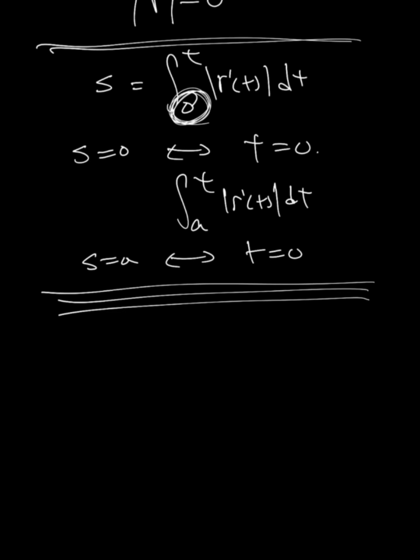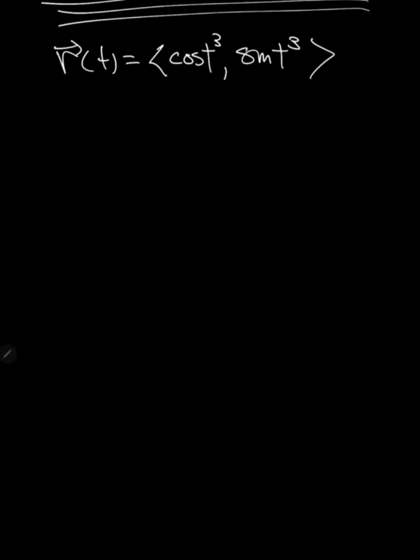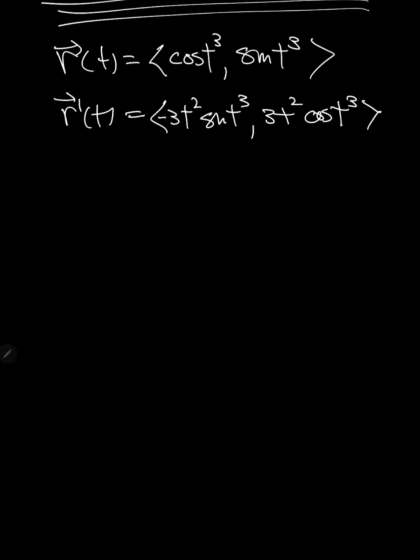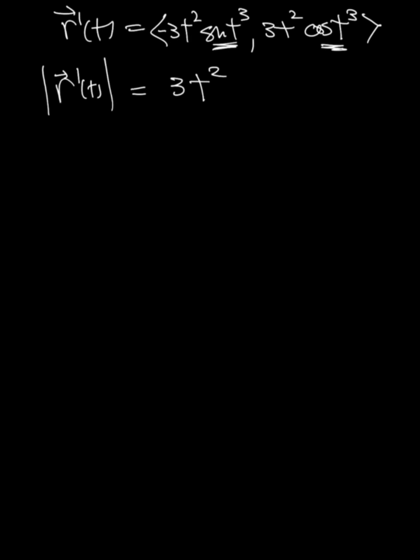Let me do one more complex computation example, just so we can see something that's not just a line. Let's look at r of t equals cosine t cubed, comma sine t cubed, to see how a typical example might look. So r prime of t is equal to 3t squared times minus sine t cubed, comma 3t squared cosine t cubed. And so the length of r prime of t is equal to 3t squared, because we've got the sine squared and the cosine squared. So we get a relatively simple formula for my speed.